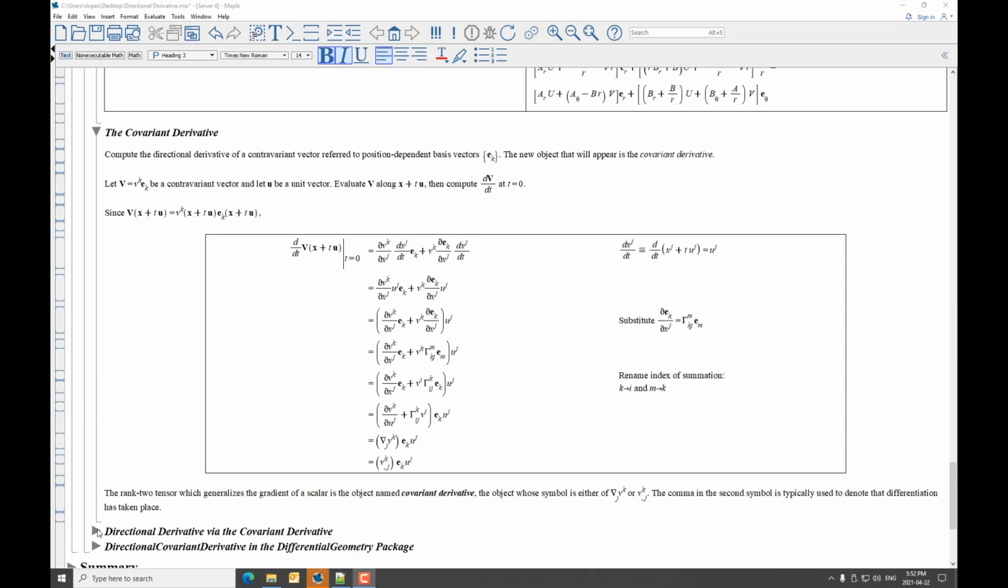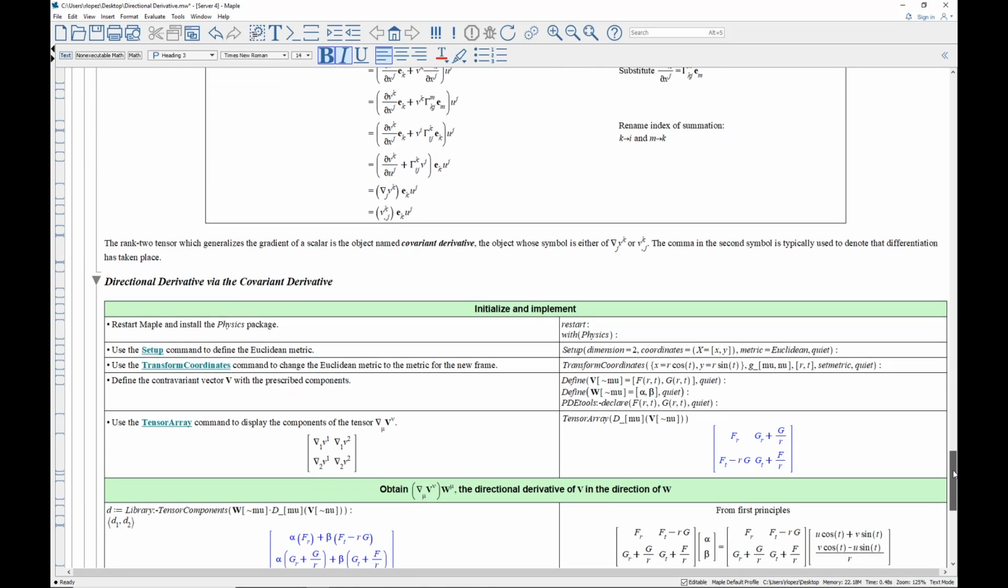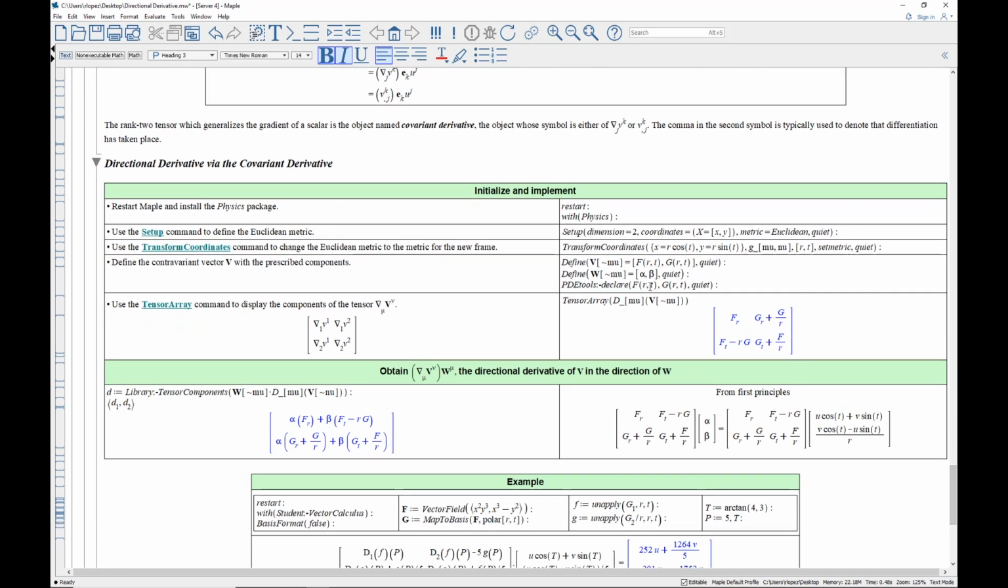So now we're going to take the directional derivative via this covariant derivative machinery. I'm going to do it here in the physics package, and let the physics package get me the covariant derivative. You set up the metric in Euclidean space and transform it over to polar coordinates, because here are the transformation equations for polar coordinates. You define the vector that you're going to differentiate.